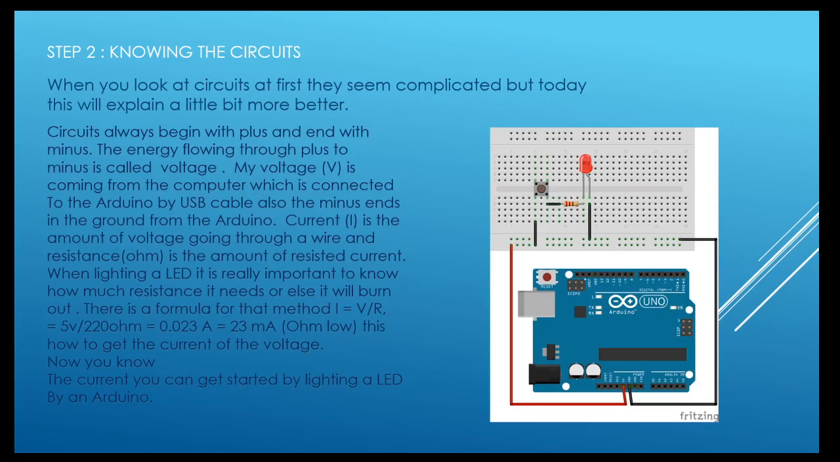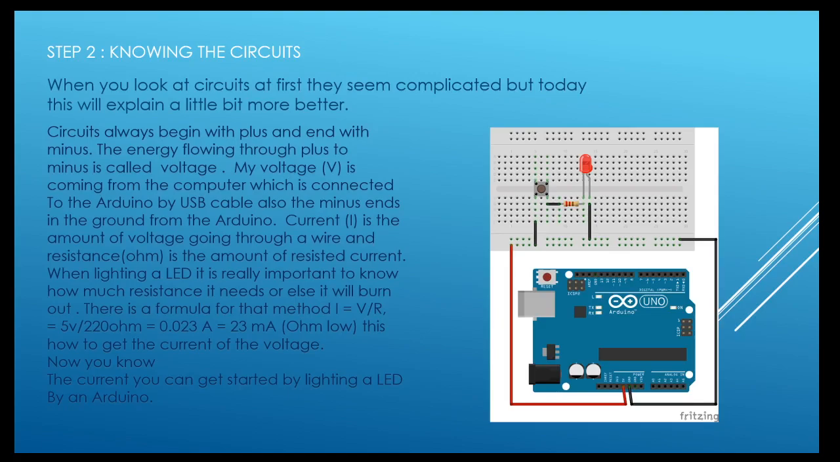Circuits always begin with plus and end with minus. Plus to minus. The energy flowing through plus to minus is called voltage. Basically, that's just like electricity. My voltage, whose symbol is V, is coming from the computer, which is connected to the Arduino by USB cable. Also, the minus ends into the ground from the Arduino. So the term ground, when using Arduino, means minus. It's going back to minus. If you see an Arduino ground, that usually is going to go back to minus.